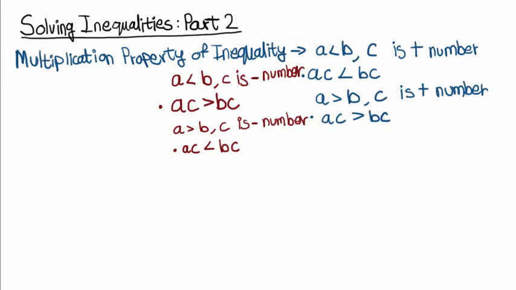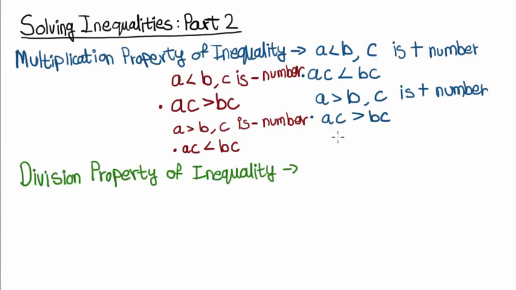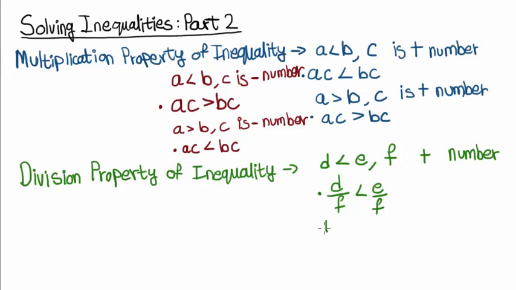Now let's go over the division property of inequality, where there are four more scenarios. So for the division property of inequality, let's say I have some number D that is less than some number E, and I have some number F that is a positive number. Then if I divide the inequality D is less than E by the number F, I will get D divided by F is still less than E divided by F. Similarly, if I have D is greater than E and I have some number F that is again a positive number, then D divided by F will still be greater than E divided by F.